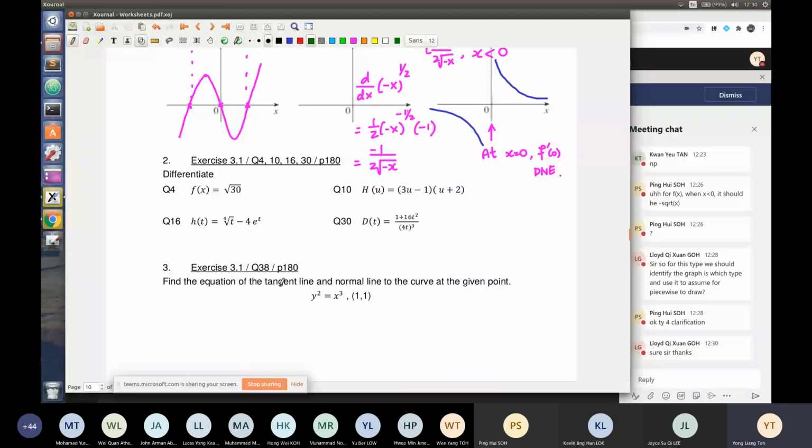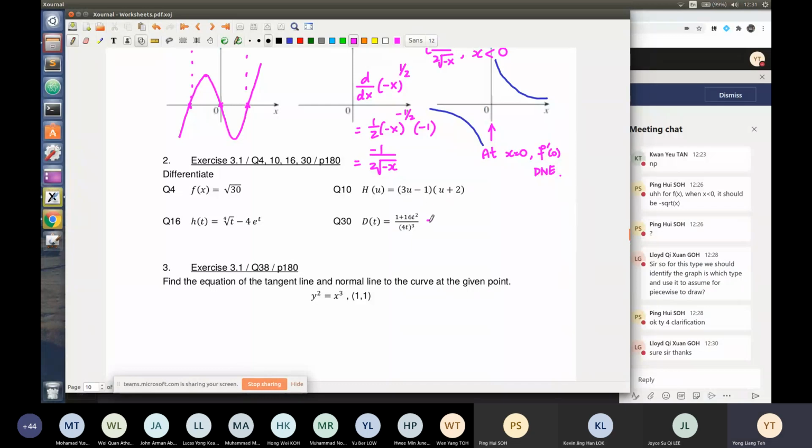Okay, so as I mentioned, I just want to go through one question of question 2 here. It looks like question 30 looks the most interesting, just using the quotient rule, in fact. So I'm just going to quickly run through question 30. You can see that d of t is 1 plus 16t squared over 4t whole thing cubed.